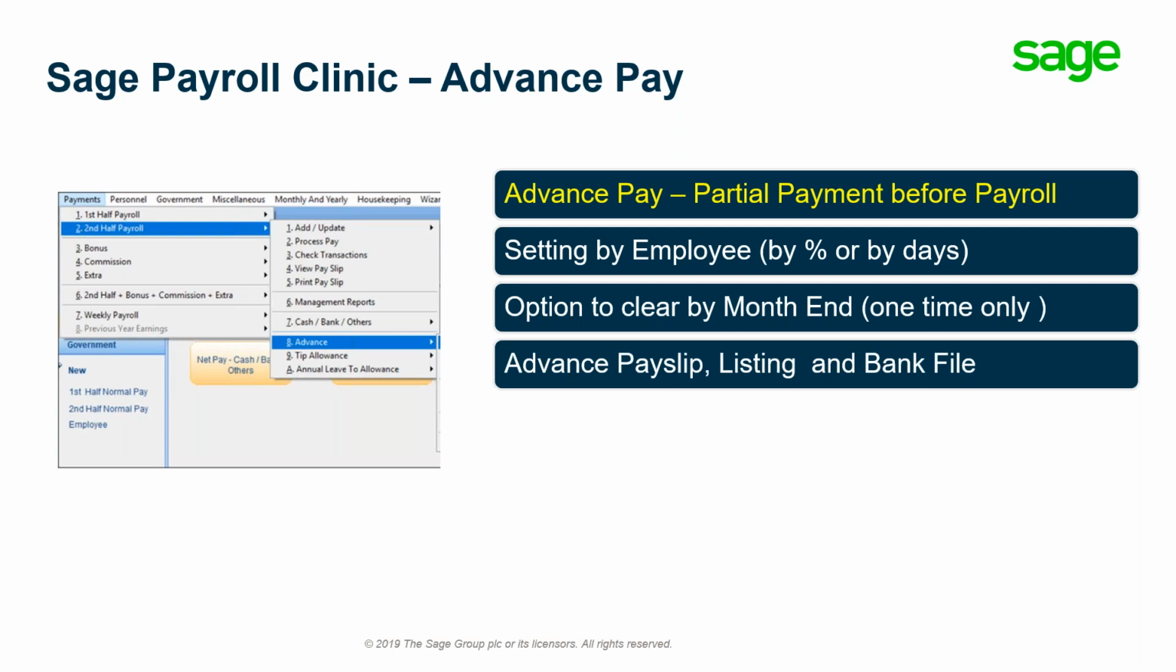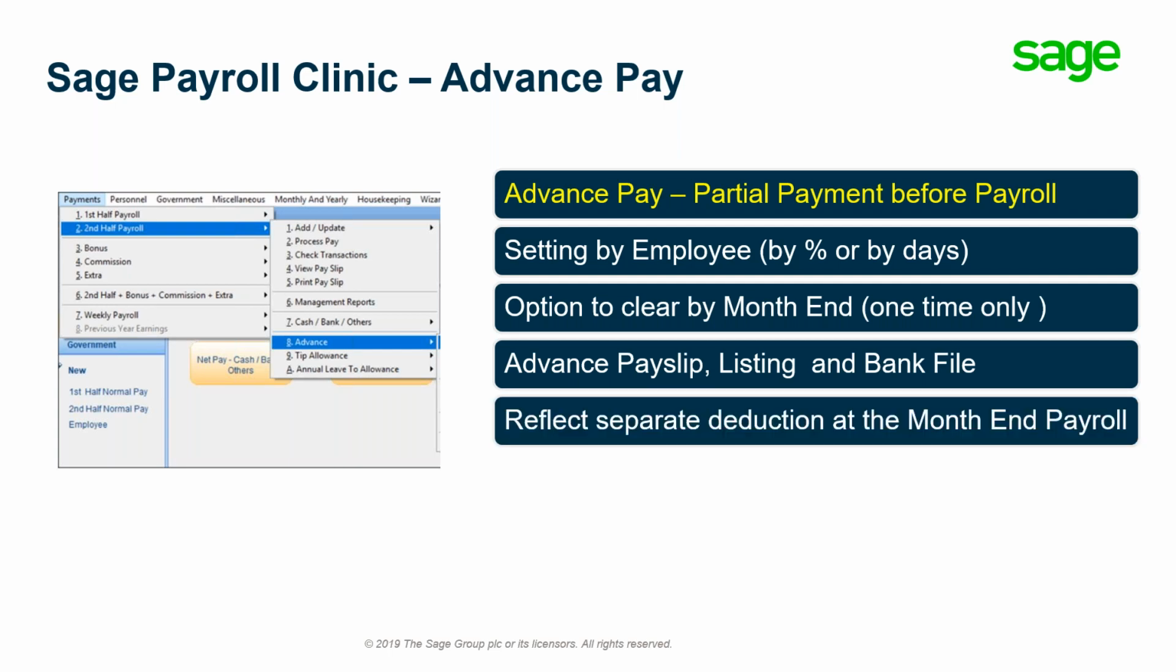And for this advance pay, you can issue an advance pay slip. You can do a listing. You can also do a bank file submission to the bank to pay the advance. And when it comes to end month pay, it will reflect as a separate deduction called advance, so that the employee knows why the salary they earn is lesser, because there was an advance given earlier.